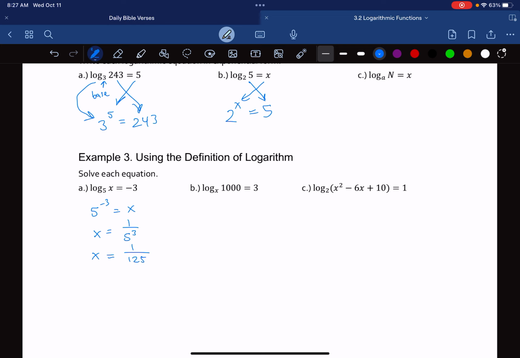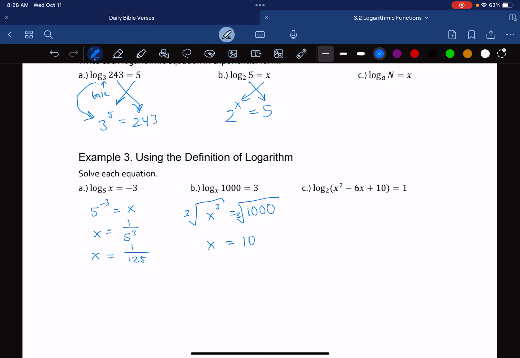Okay, let's take a look at this next one. Here we have our logarithm with a base of x. So the base is our unknown variable. What we can do is write this as x to the 3 equals 1,000. And now what we need to do is solve for that. We can do that by taking the cube root of both sides, and that'll give us x equals 10.